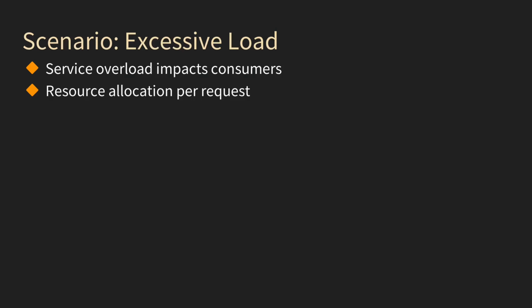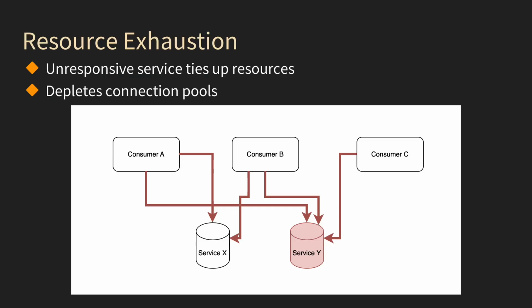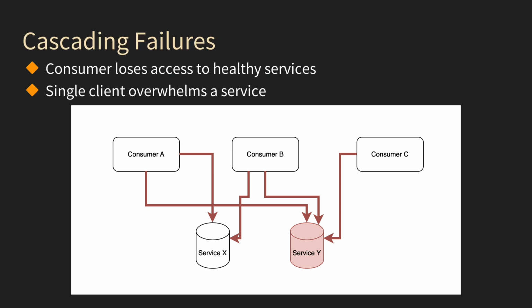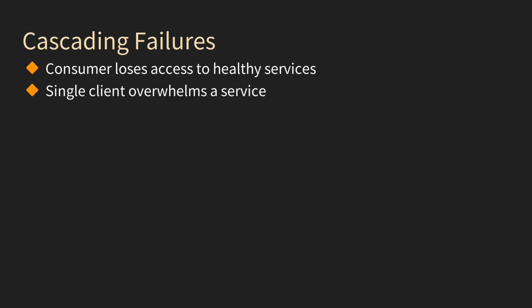Consumers making concurrent requests allocate resources for each request. If a service becomes unresponsive, consumer resources might not be released promptly. This can lead to resource exhaustion, like connection pool depletion. The consumer might become unable to communicate with other healthy services. A service can be overwhelmed by requests from a single client, exhausting resources.